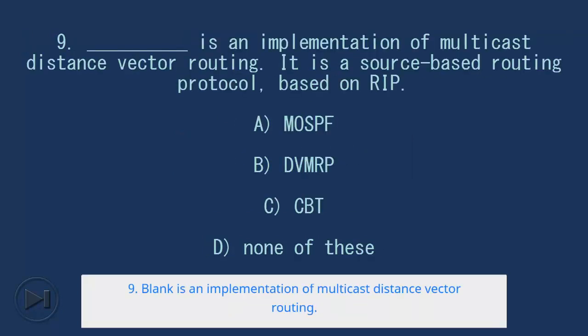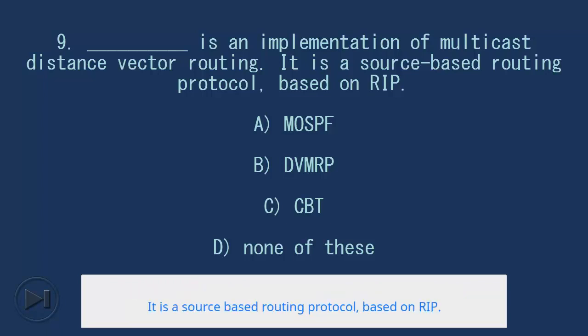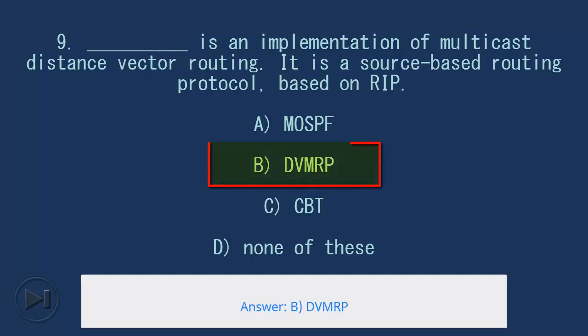9. Blank is an implementation of multicast distance vector routing. It is a source-based routing protocol, based on RIP. A, MOSPF. B, DVMRP. C, CBT. D, none of these. Answer, B, DVMRP.